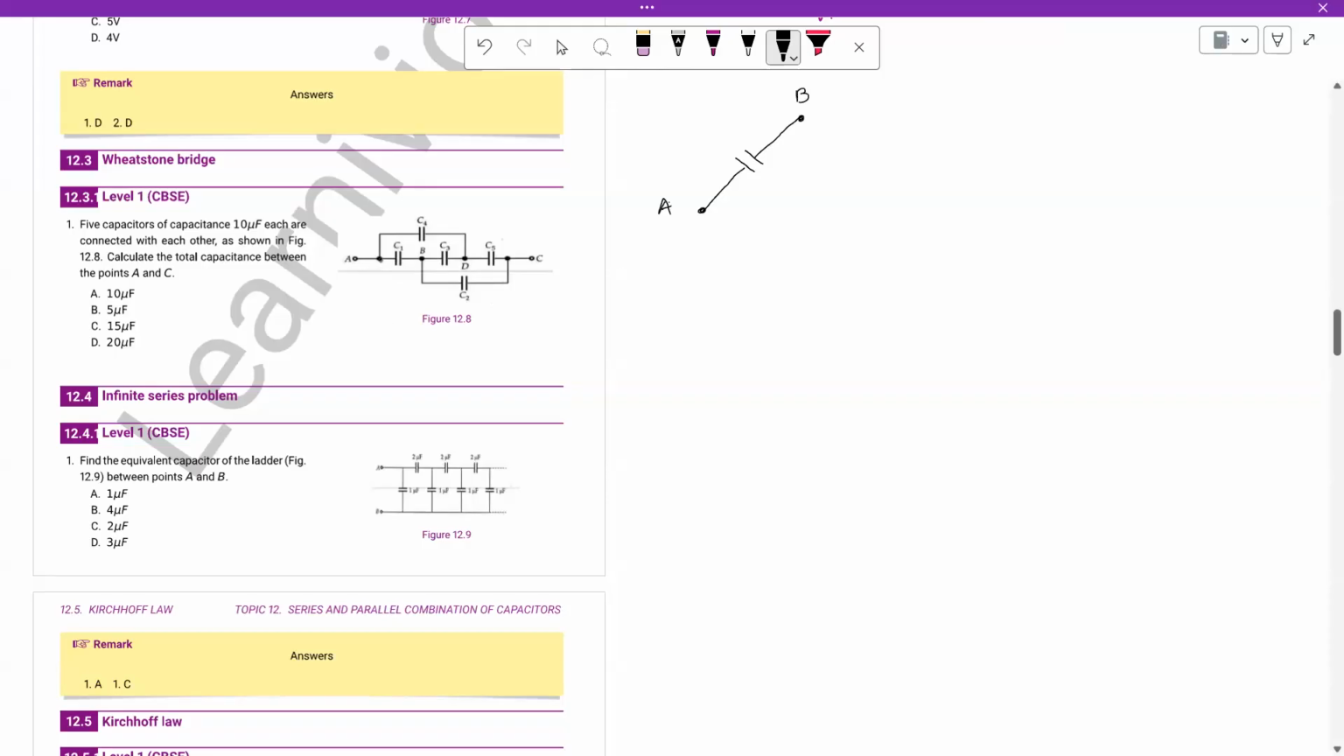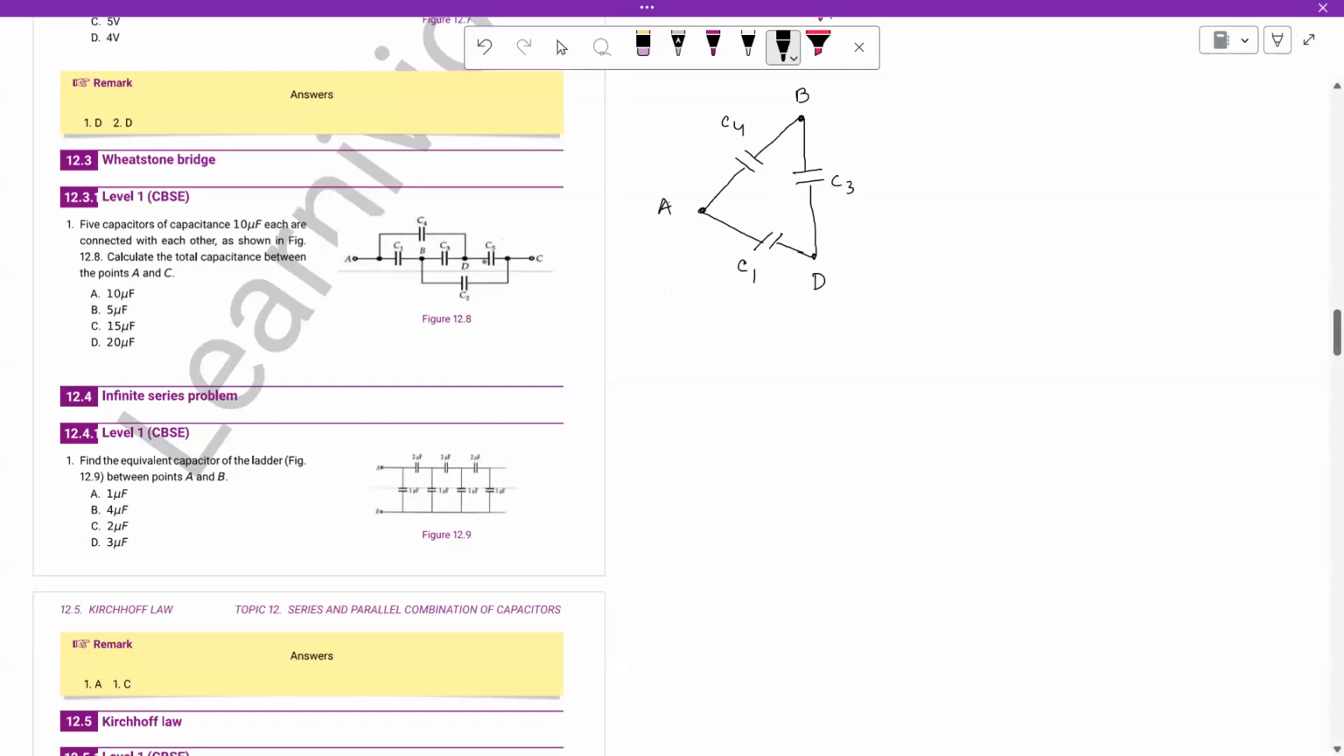And then from A, it is also going to D. So this is the D point, and D is again going to B. So this is C3, this is C4, this is C1.